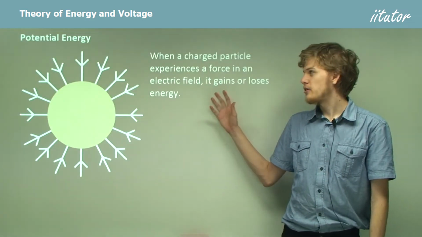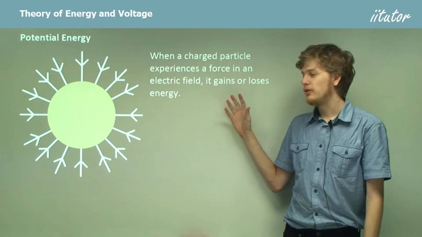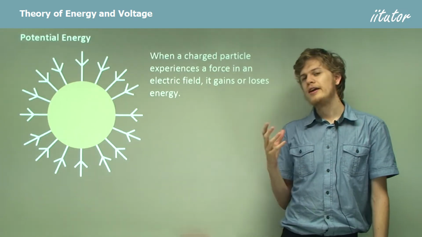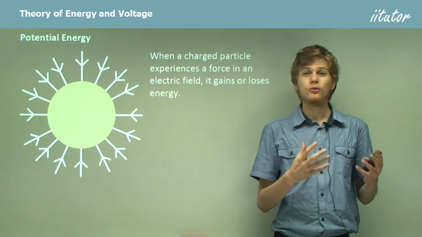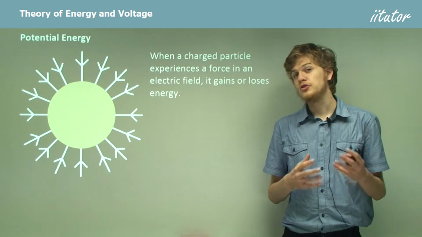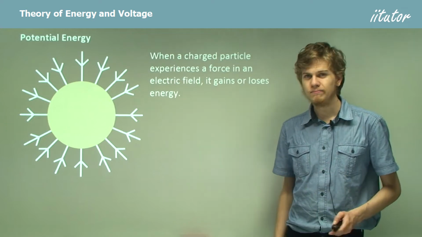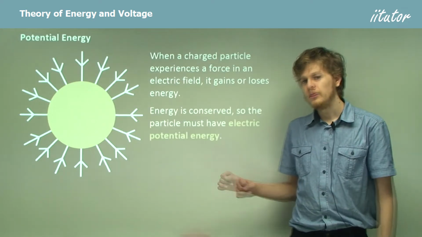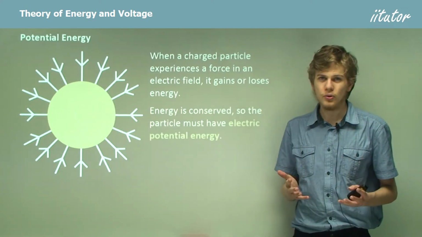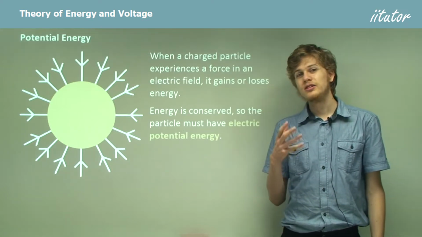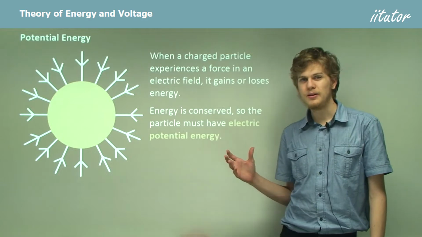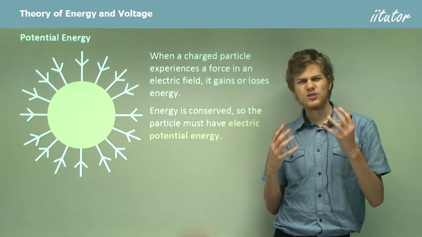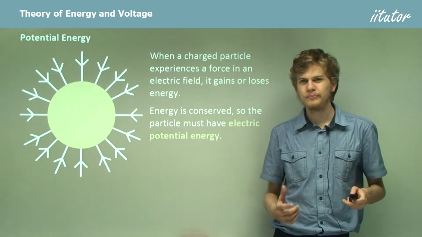Now, when a charged particle experiences a force in an electric field, it's going to gain or lose energy, right? If the field is slowing it down, it'll lose energy. And if the field is speeding it up, it'll gain energy. So energy is conserved, that is, it can't be created or destroyed, which means that if the object is speeding up or slowing down, then it must have potential energy. That is, the sort of energy stored up in the electric field.